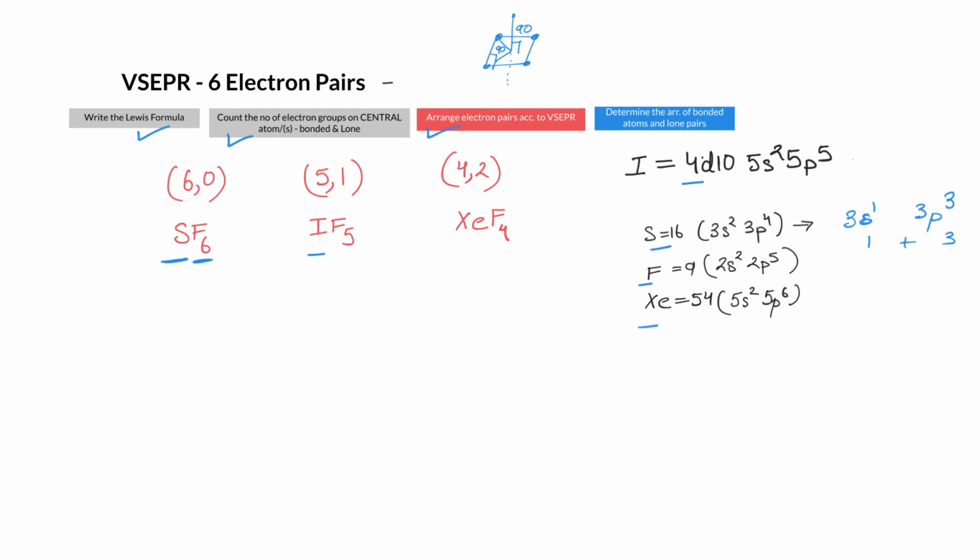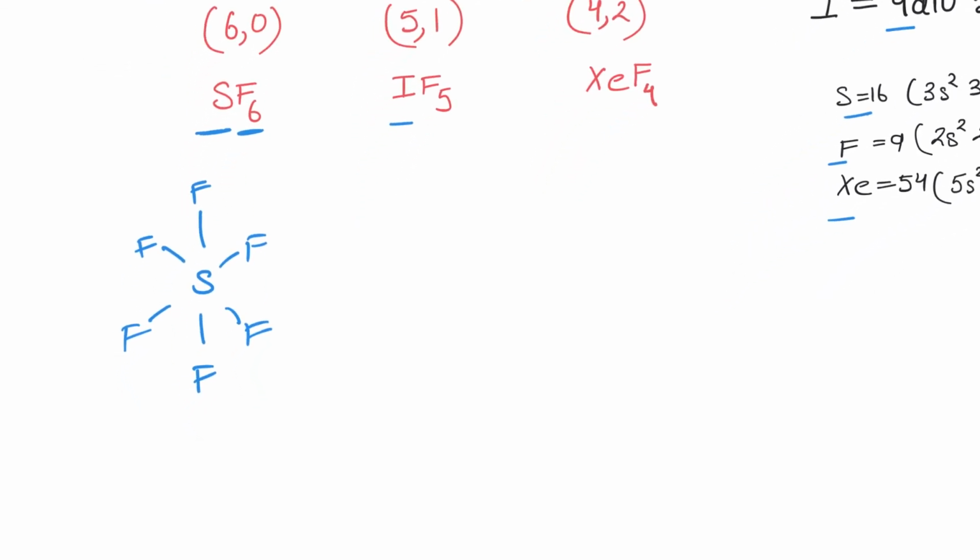So that's pretty simple. So you have S at the center, you have F at the four corners of a square, you have one F popping out, one F popping in, and that's the symmetry, that's the geometry, even the molecular geometry, that is octahedral. Now this is only because you do not have any lone pairs, right?